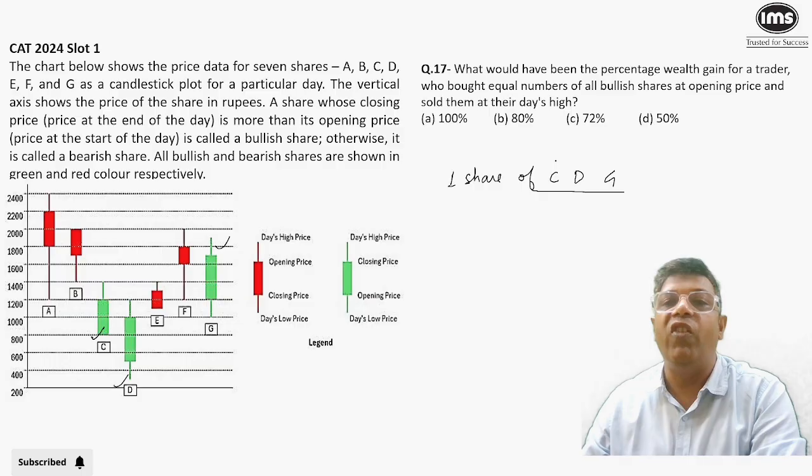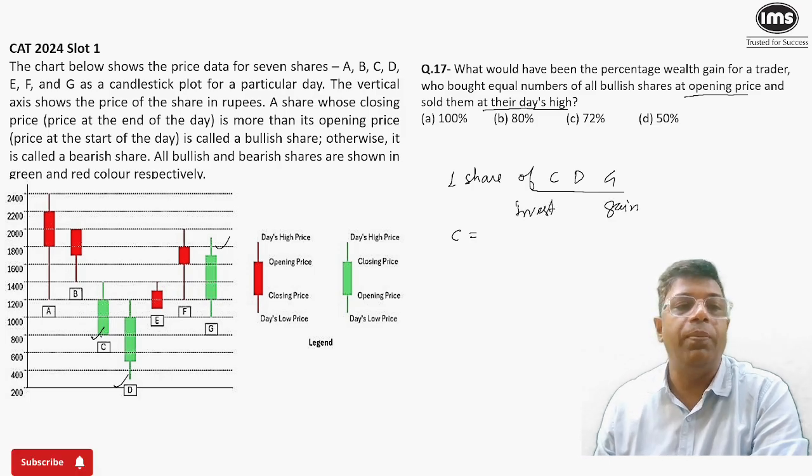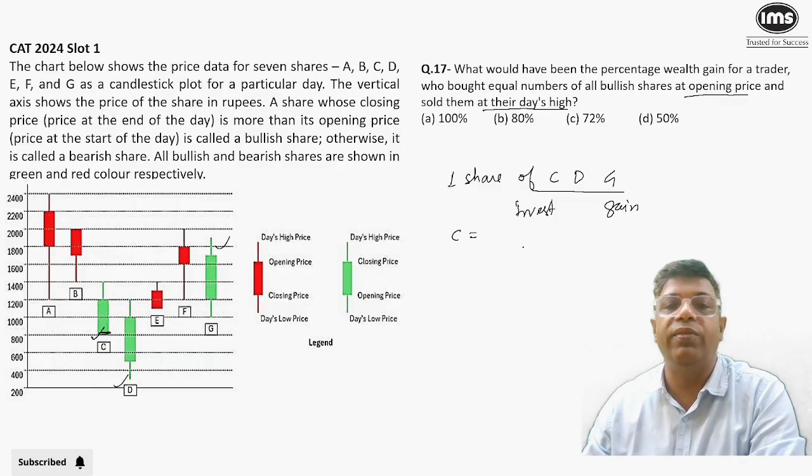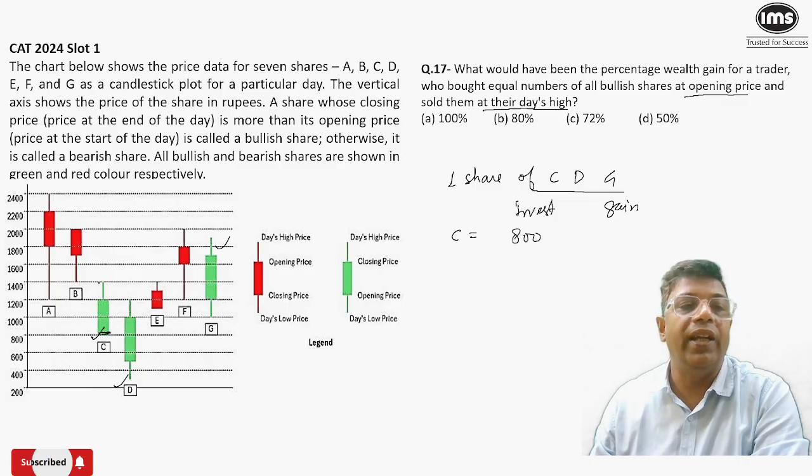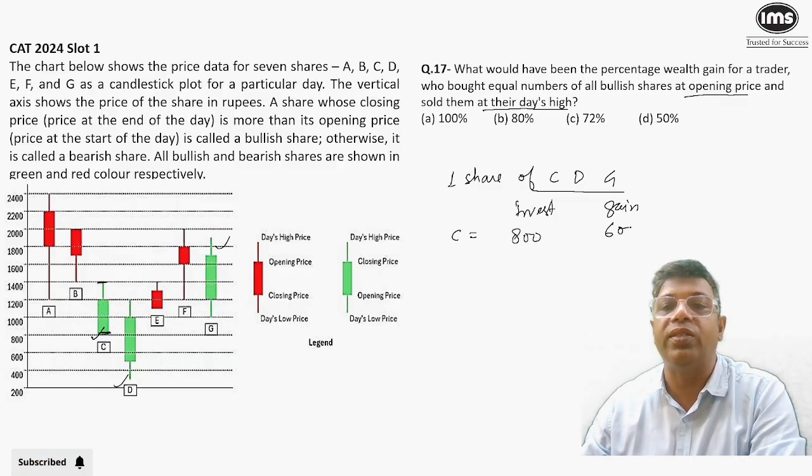So now what will be your wealth gain? He is buying them at the opening price and selling them at the day's high. So for C, let's see how much is your investment and how much is your gain. C, he is buying at the opening price, which is 800. So you are investing 800 rupees and selling at 1400, which means you are making a gain of 600.